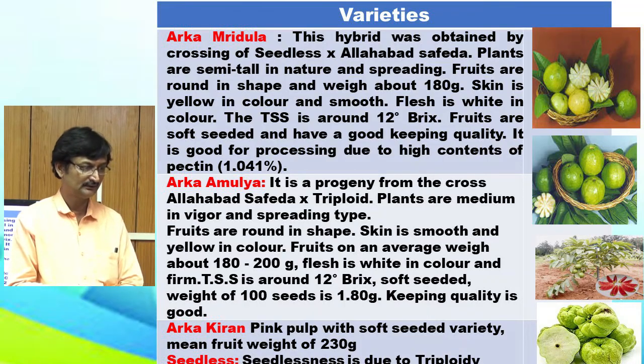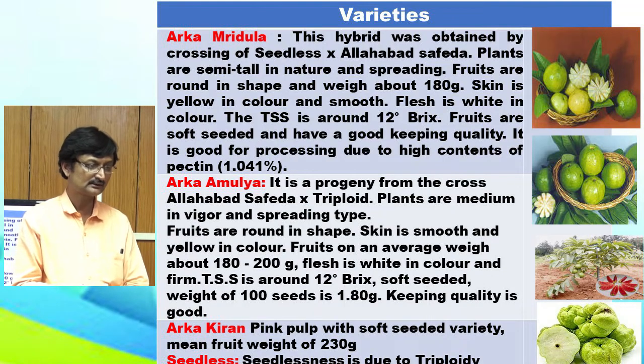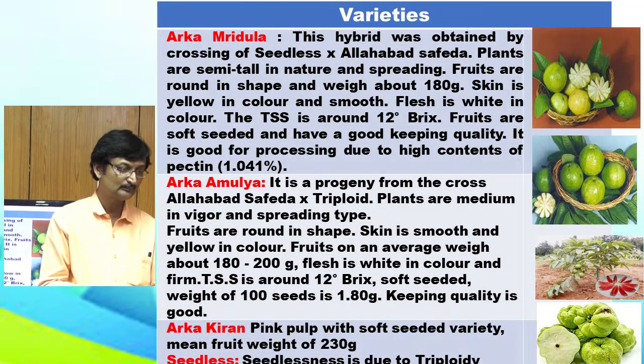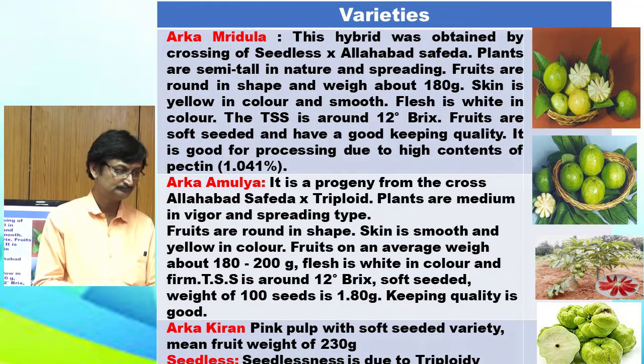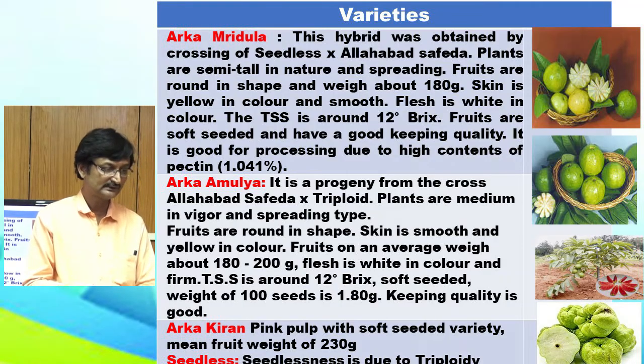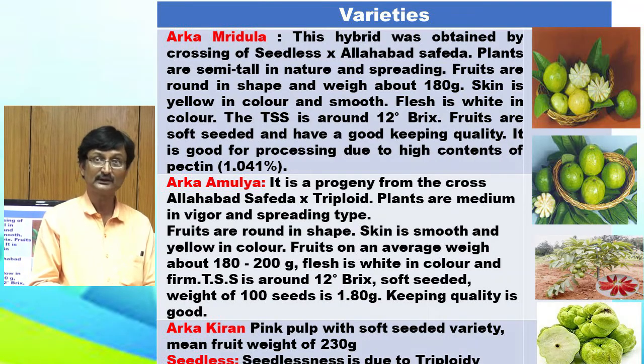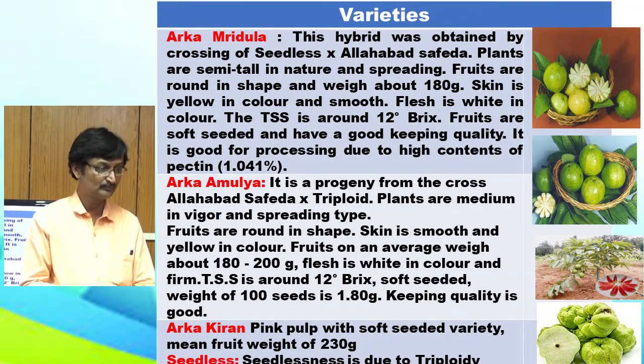Arka Amulya. It is a progeny from the cross Allahabad Safeda into triploid. Plants are medium in vigor and spreading type. Fruits are round in shape. Skin is smooth and yellow in color. Fruit on an average weighs about 180 to 200 gram.